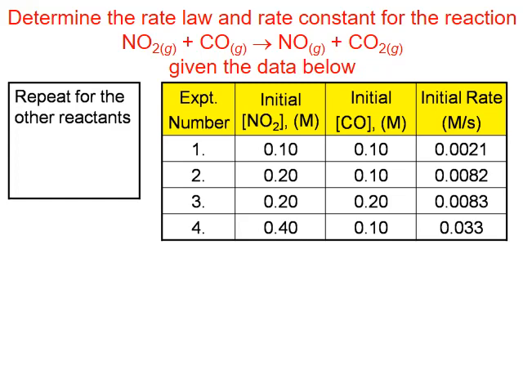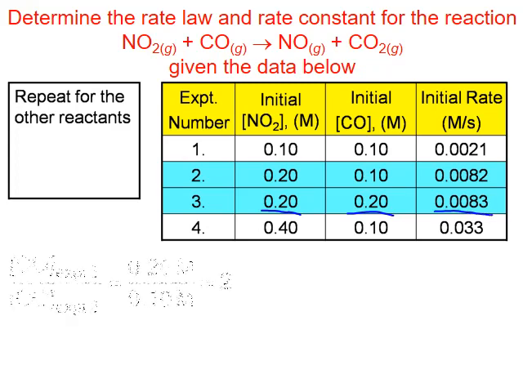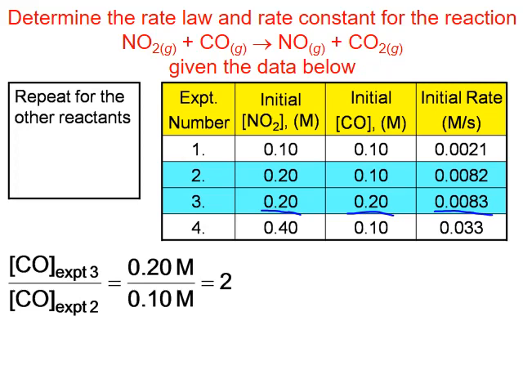So again, we're going to pick two trials, but this time we're going to focus on carbon monoxide, and we're going to pick two trials in which only carbon monoxide changes. So that's going to be experiment two and experiment three. All right, so our NO2 nitrogen dioxide is constant, carbon monoxide doubles, and then we're going to look at what happens to our rate.